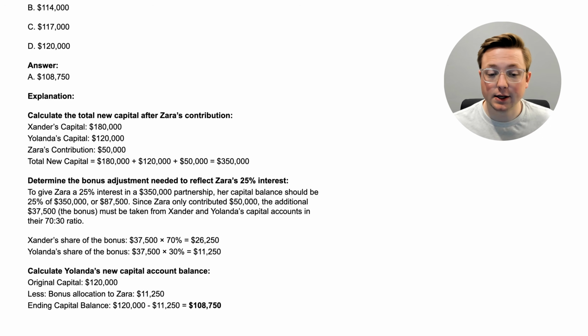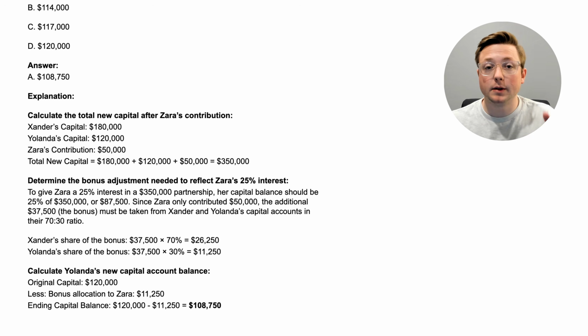To give Zara a 25% interest in a $350,000 partnership, her capital balance should be 25% of $350,000, or $87,500. Since Zara only contributed $50,000, the additional $37,500, which is the bonus, must be taken from Xander and Yolanda's capital accounts in their 70-30 ratio.